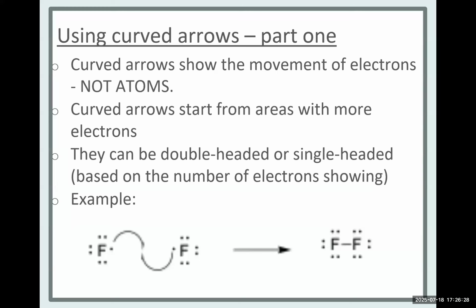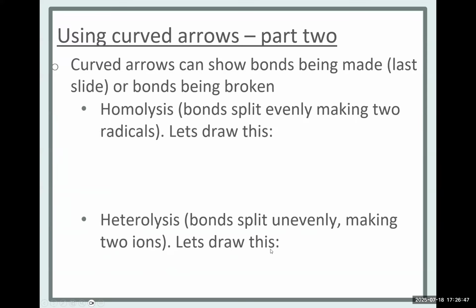And here's an example, and again, this is kind of blurry. I'll fix this in the future, but essentially we have 2 fluorine atoms. Each one has an unpaired electron. Then we have a single barbed arrow coming to meet in the middle to show a bond forming between these 2 atoms. So curved arrows might show bonds being made, that's what we had on the last slide, or they might show bonds being broken.